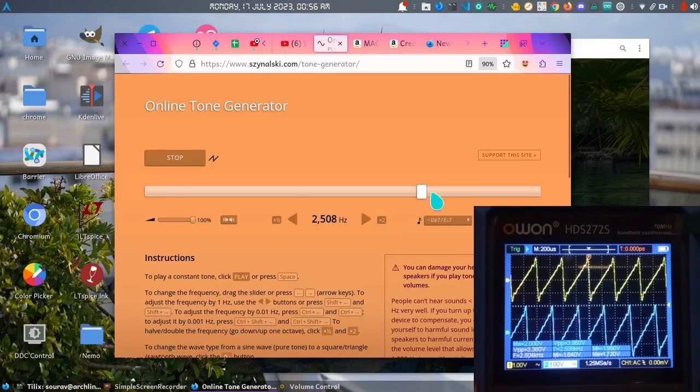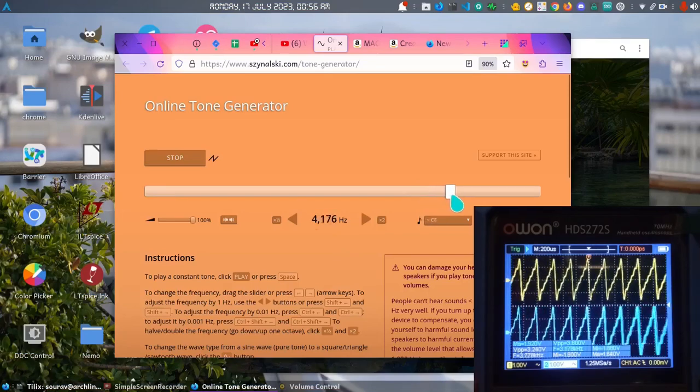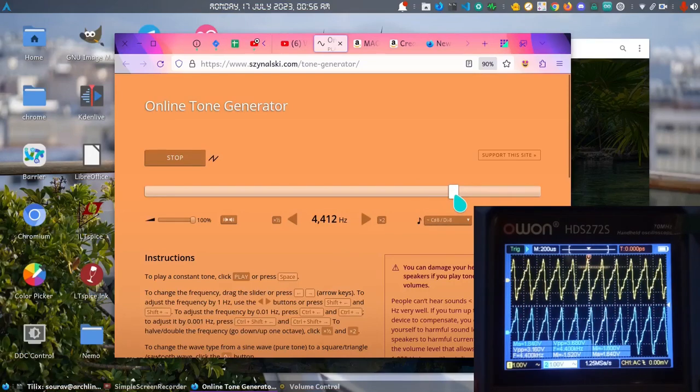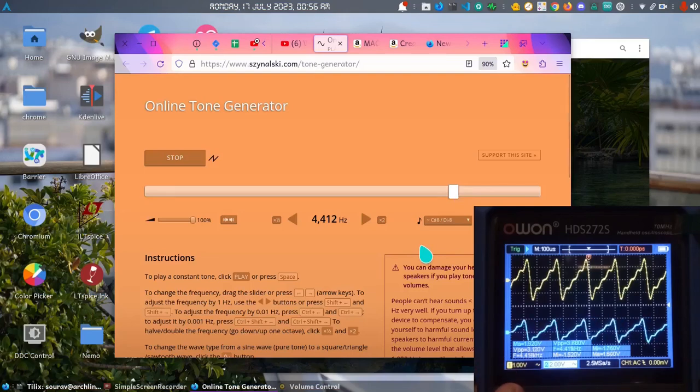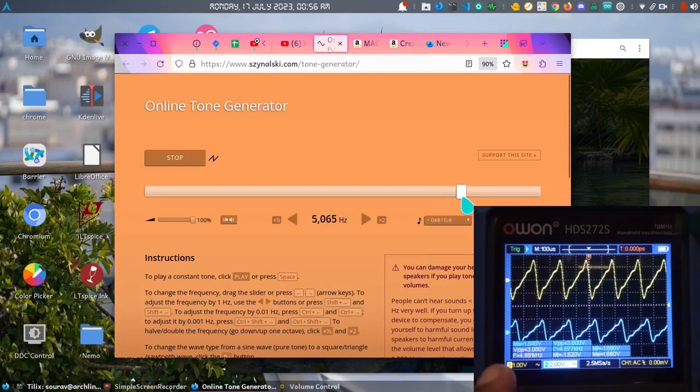Now if I change that to something like 4000 Hertz, you can see that again we have that issue where it is trying to round that off, right? Again, it is 1 volt for channel 1, 2 volt for channel 2, so that's why the amplitude is less. But let's not focus on that. Let's focus on what happens if I just ramp the frequency up.